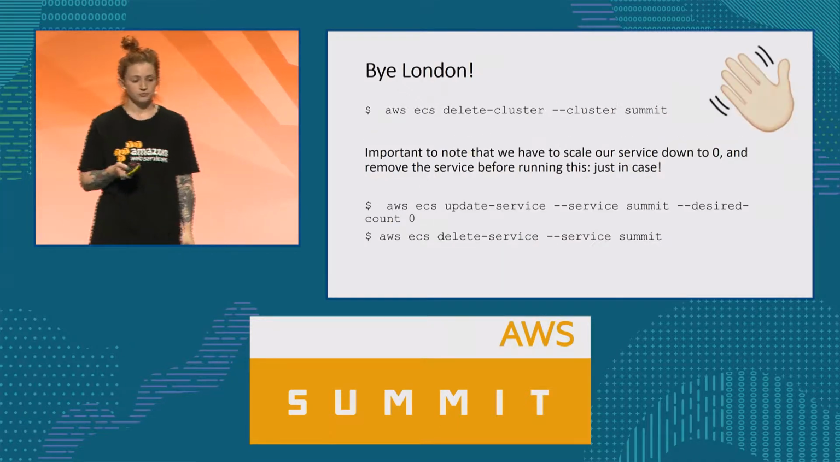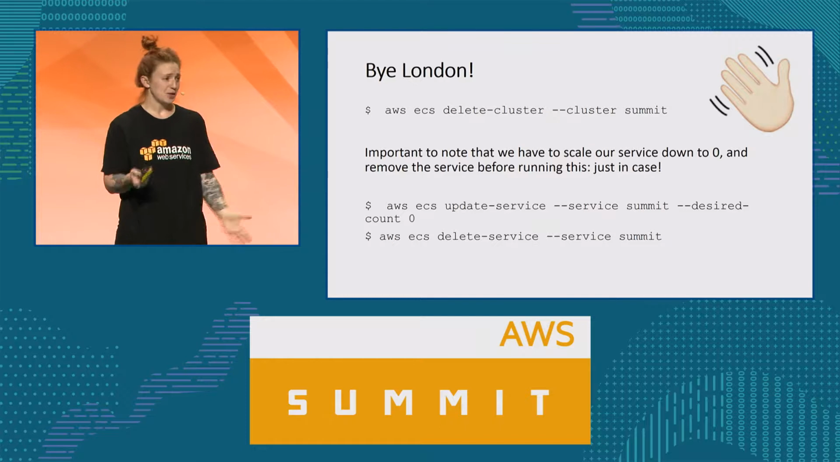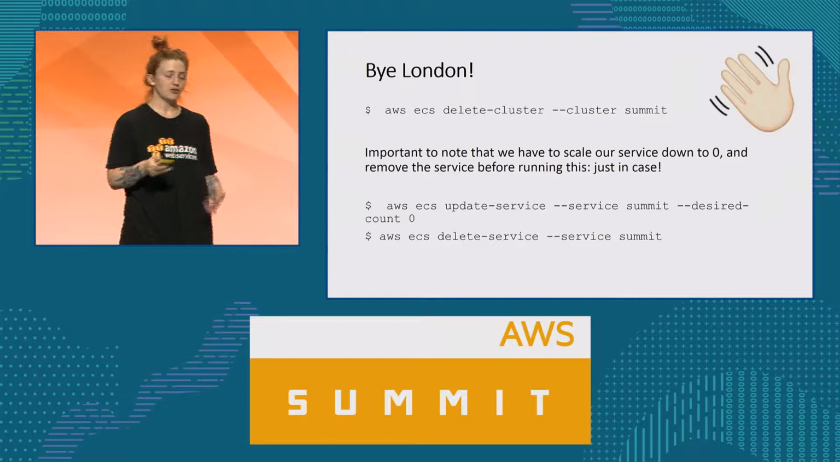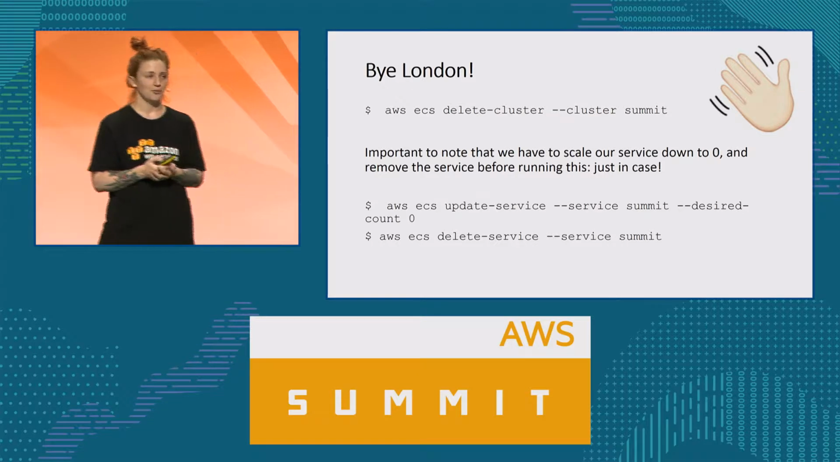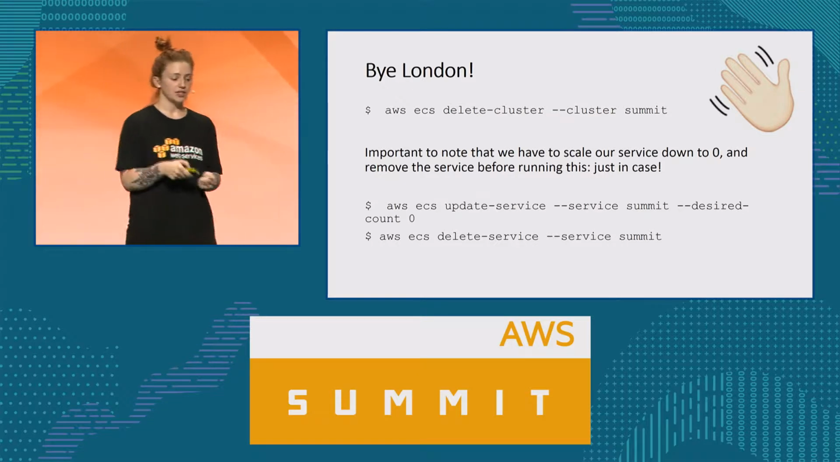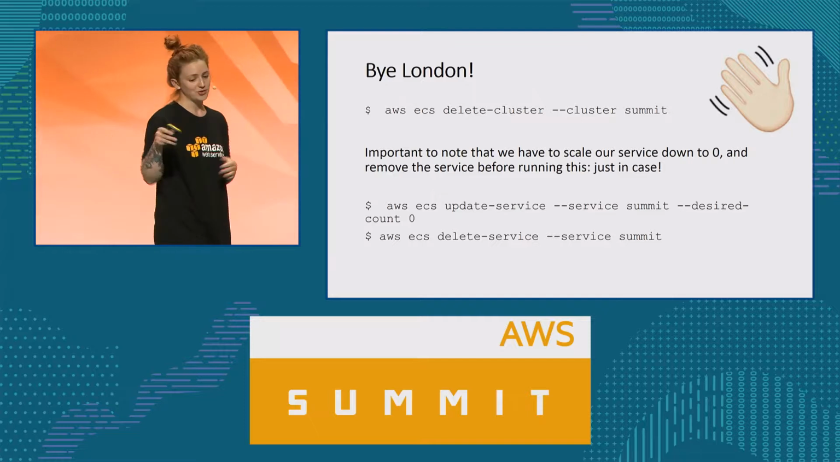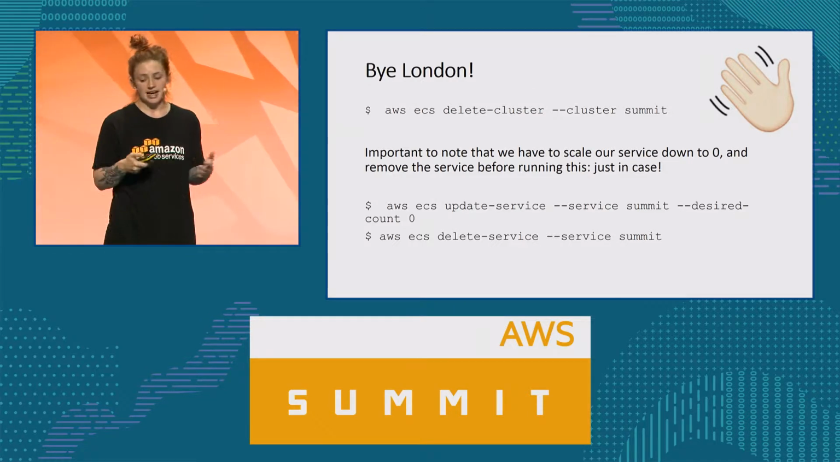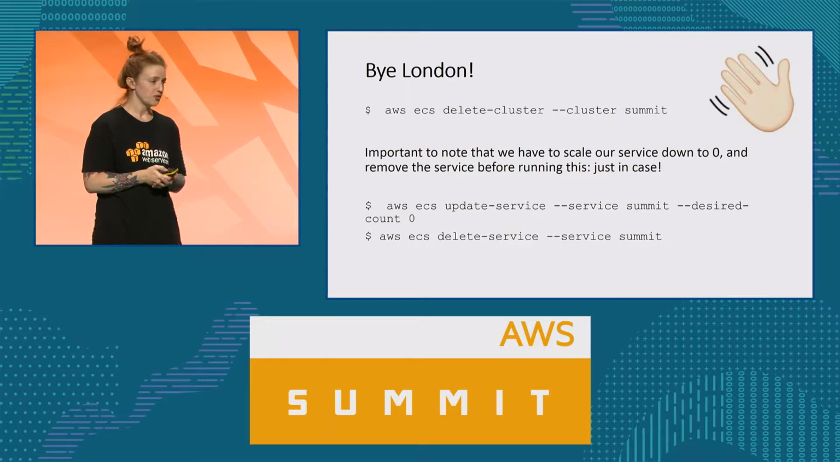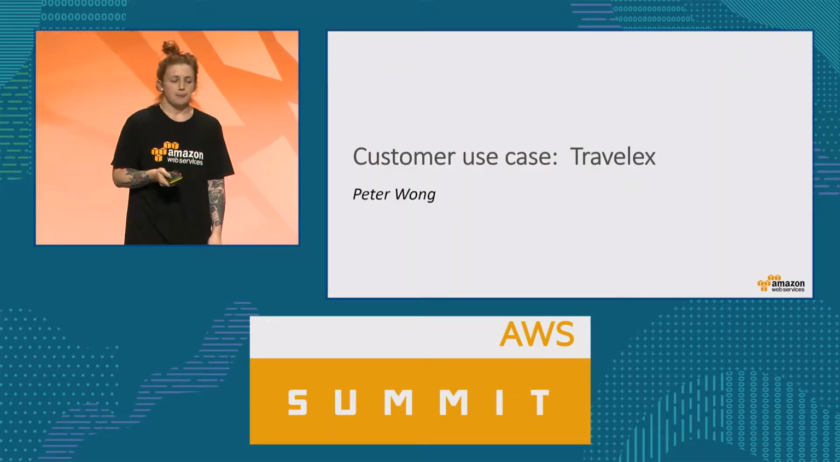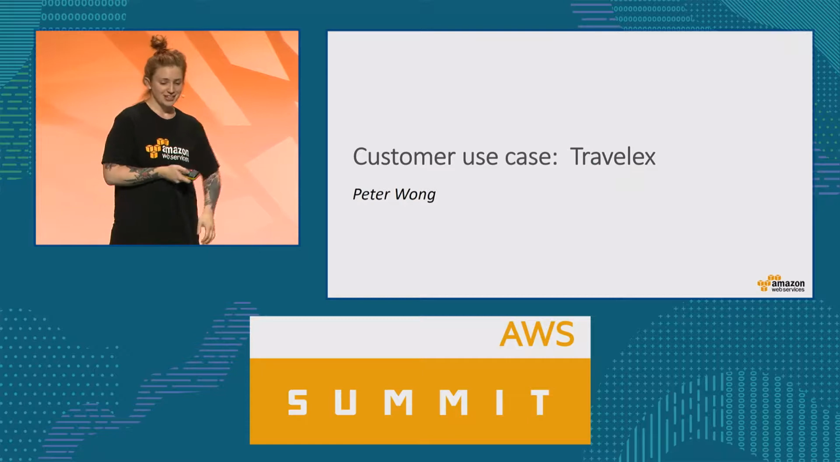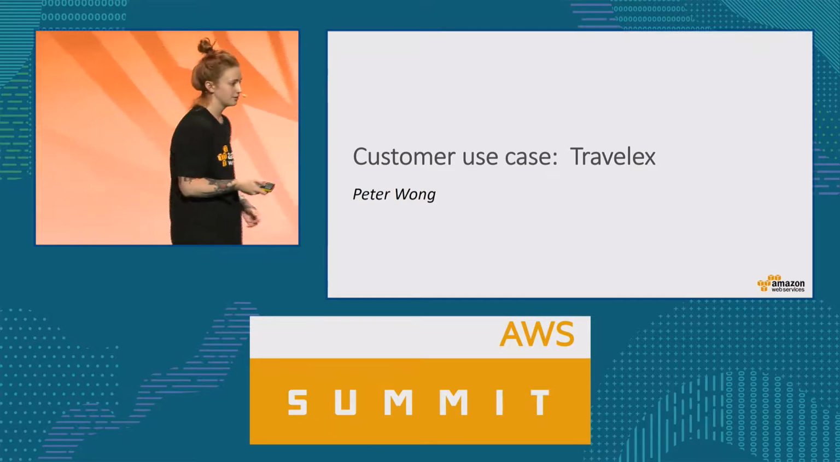the API also. So in this particular example, goodbye, London. I promise I'll be back in a couple minutes. But I have to clean up my resources once I'm done using them. So I delete my cluster if and only if I've scaled down my service to have 0 running instead of 4. So without further ado, I'm going to introduce someone who is using ECS in production, Peter Wong from TravelX.